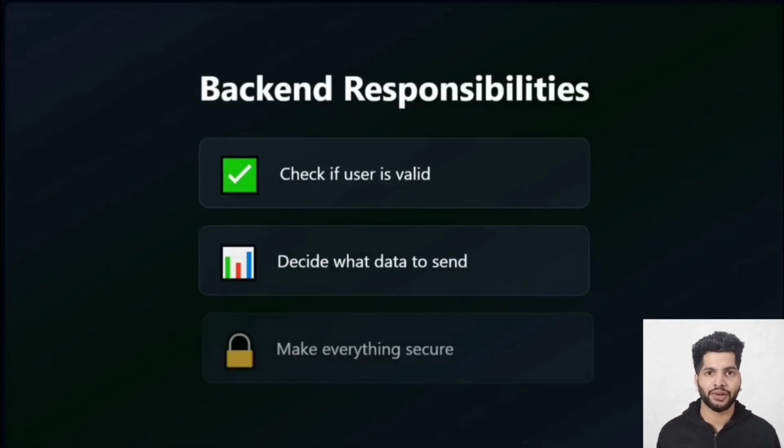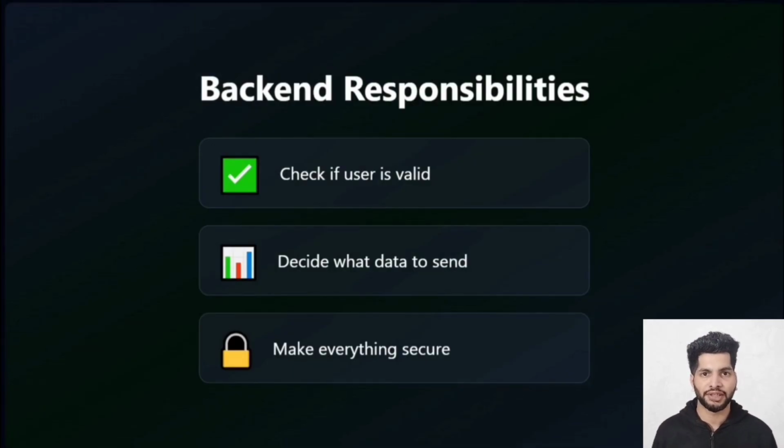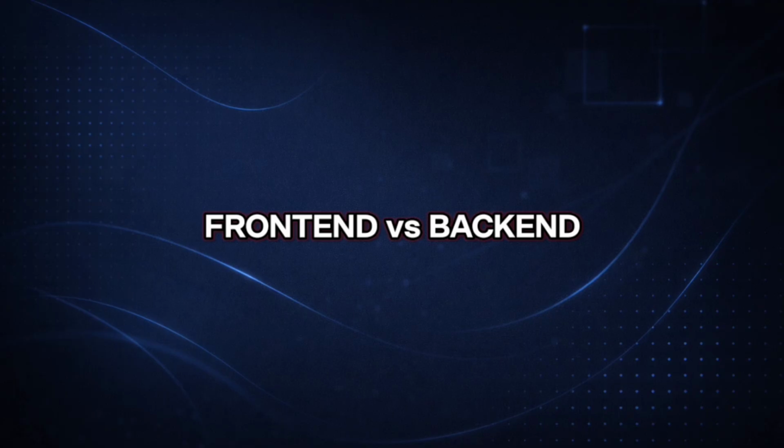Backend is responsible for things like, first, checking if a user is valid. Second, deciding what data to send. Third, making sure everything is secure. Frontend only shows things when the backend decides what should happen. So in short, backend is the part that makes the app work, even though users never see it.